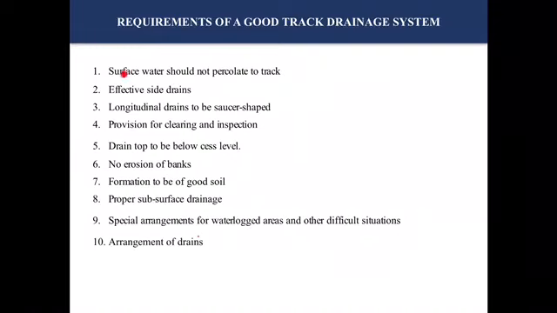The first and foremost requirement is that surface water should not percolate into the railway track. Not only the surface water but also the underground water should be well away from the track and also the banks and cuttings over or through which they run. And the surface water from the adjoining land, which can be agricultural land or any lake which is present, should not enter into the track section.